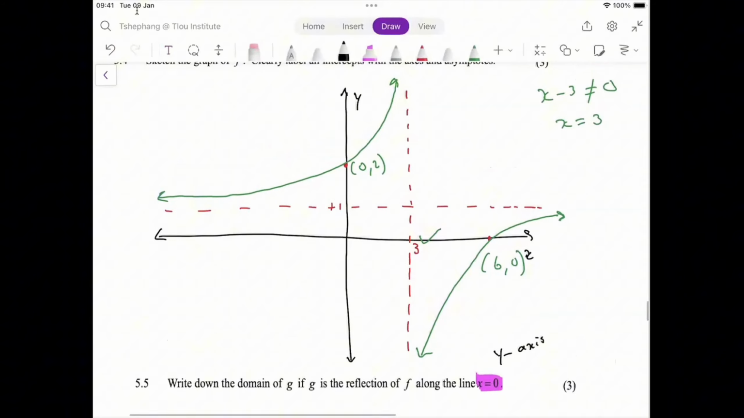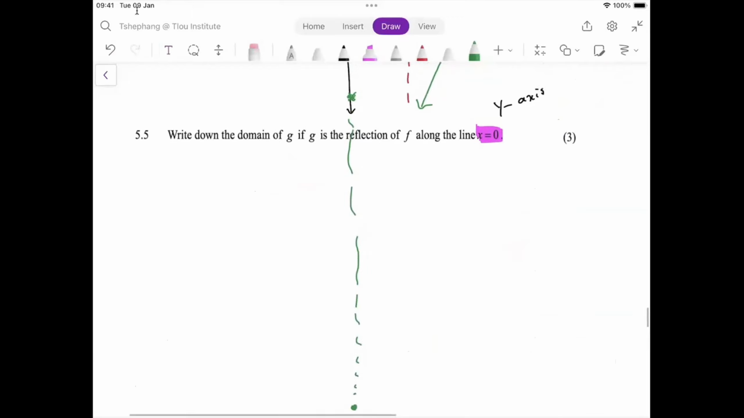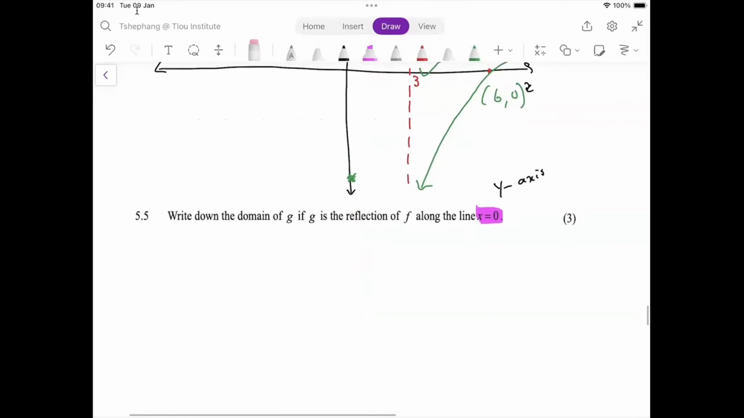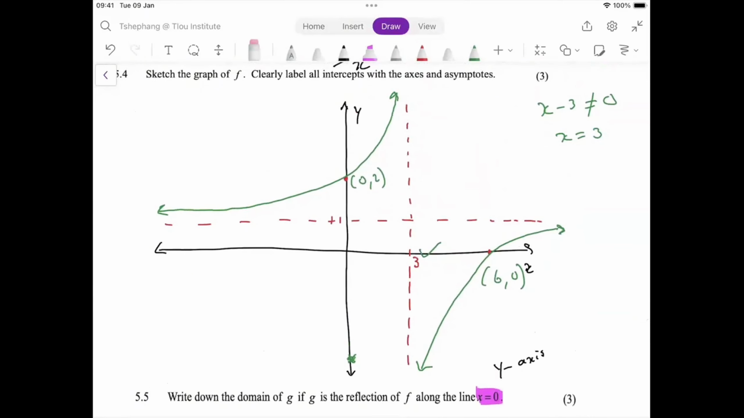What is that, in other words? That is the y-axis. Anywhere on the y-axis, x will always be 0. So for example, here, even if I went down the page, remember it's going down to infinity. At this point, x will always be 0. So the equation of the y-axis is always x is equal to 0. Then the equation of the x-axis is always y is equal to 0. I'm hoping that makes sense. So we are reflecting it along the y-axis.